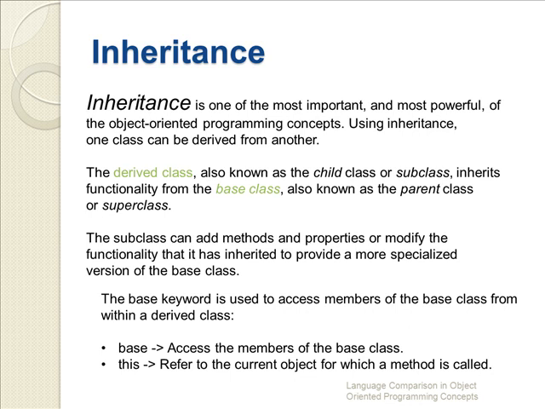The base keyword is used to access the members of the base class from within a derived class. The base keyword accesses the members of the base class, while the this keyword is used to refer to the current object for which a method is called.